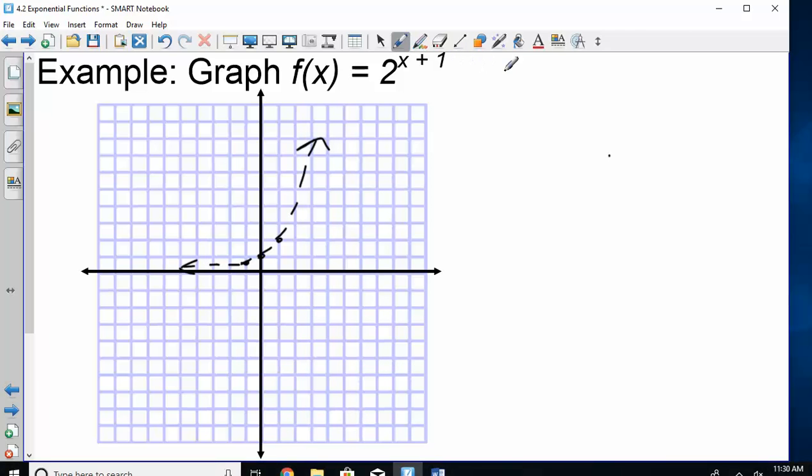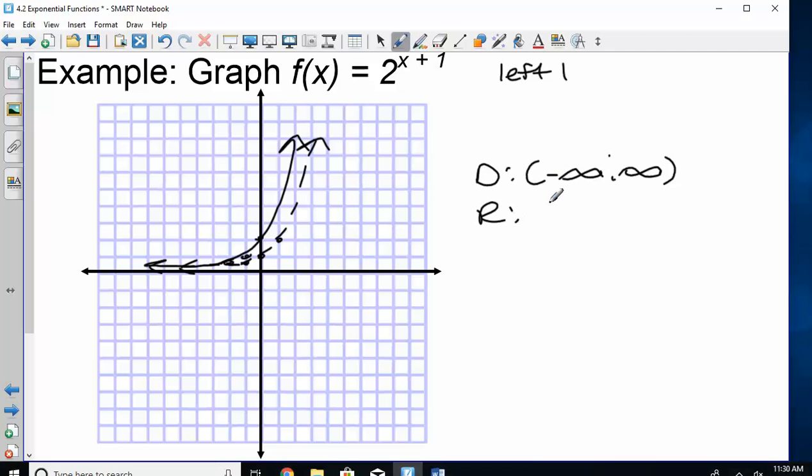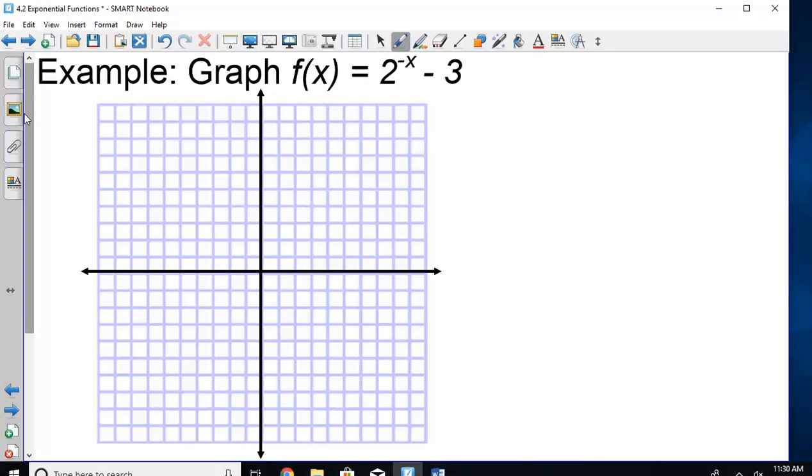Transformation this time is 2. Okay, so move each of those left 1. We get this. Domain is still negative infinity to positive infinity. It will be every time. The range on this one didn't move, so just 0 to infinity. Okay, let's do a more complicated one.